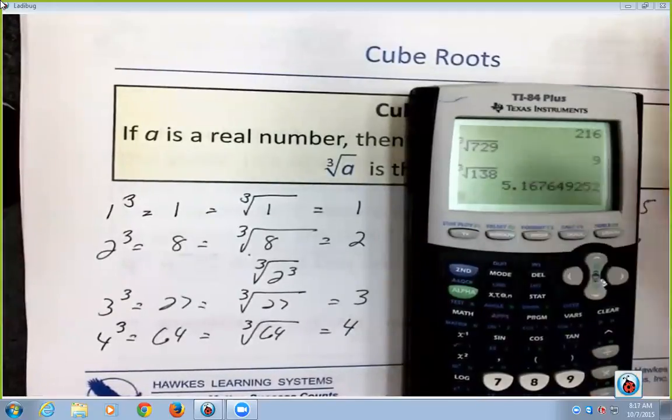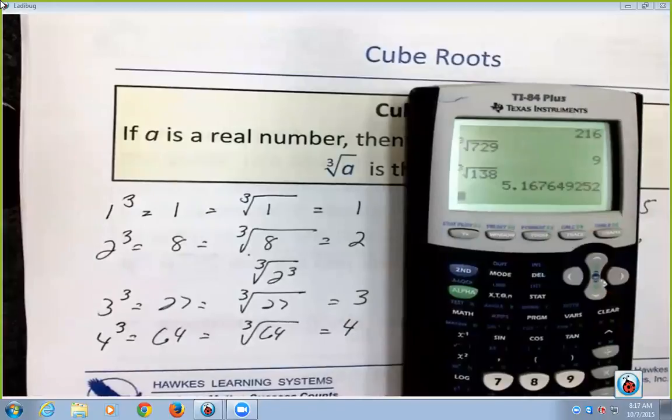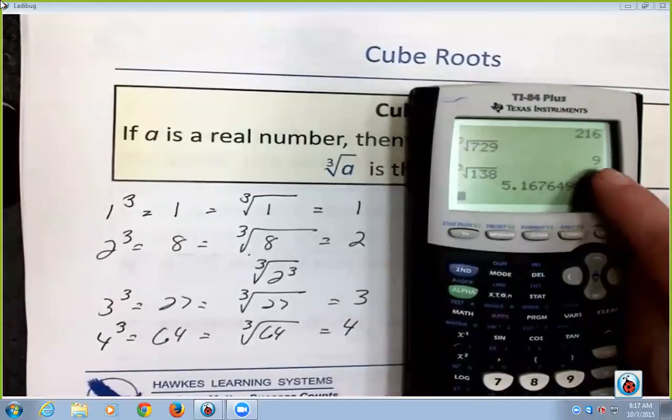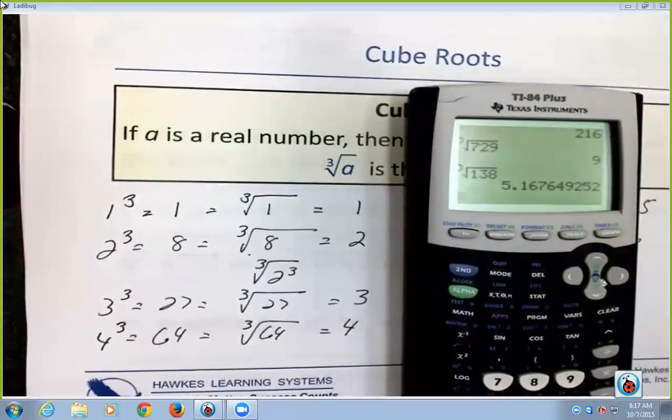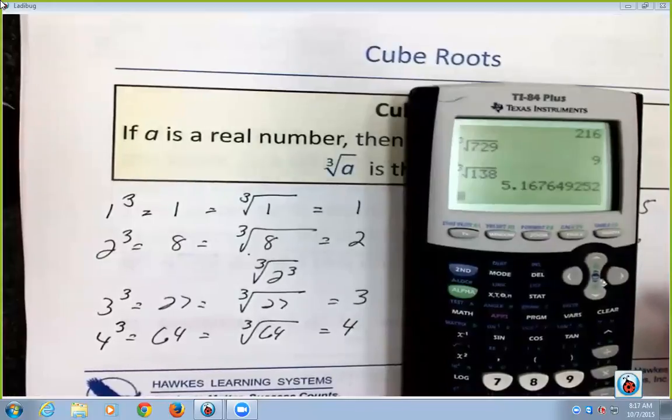So you want to watch those and make sure that if they're perfect, they will come out like the 9 did up here. If they're not perfect, you'll come up with a decimal representation for those. Okay, so that's how we work with our calculator. Questions with calculator? And you think you're okay? So again, it's under math, number 4, and you can find it right there.